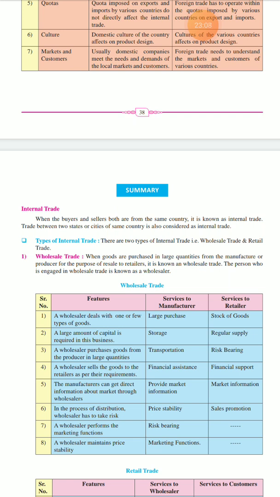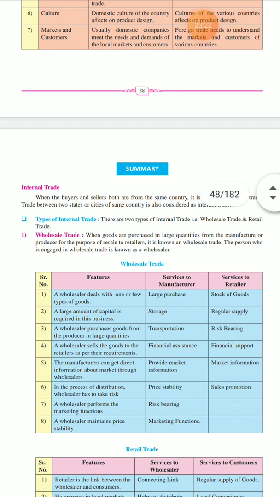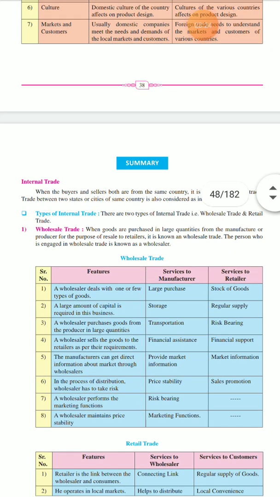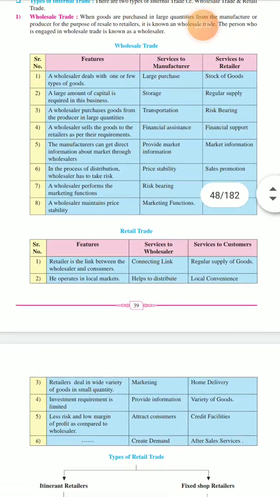Here buyers and sellers are from the same country, that is known as internal trade. Now internal trade has two types, that is wholesale trade and retail trade. In wholesale trade, goods are purchased in very large quantities from the manufacturer or producers, and they are resold to the retailers. Wholesale trade provides services to the manufacturer and also to the retailers, that we have seen. Then we have seen about retail trade.